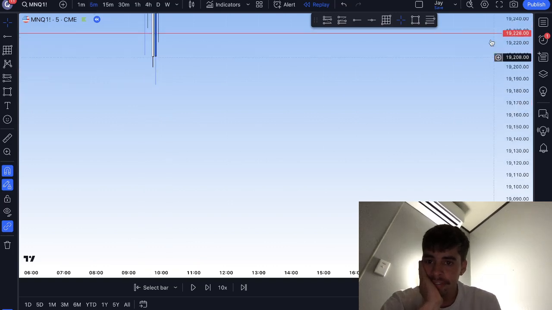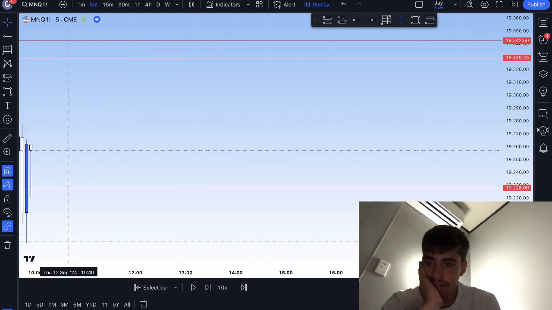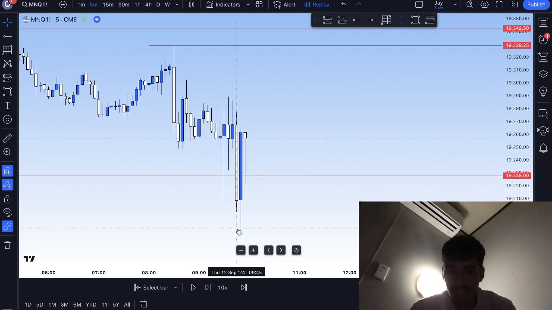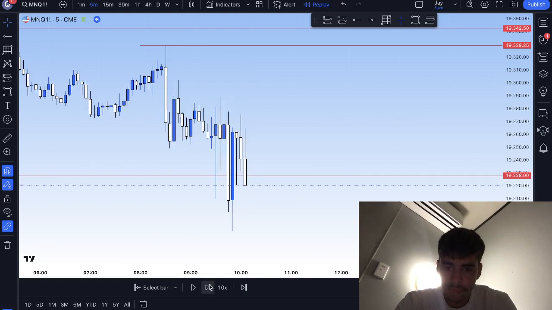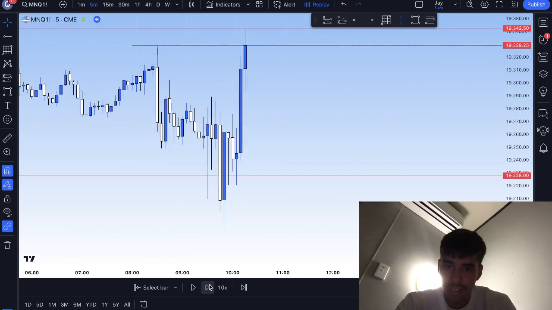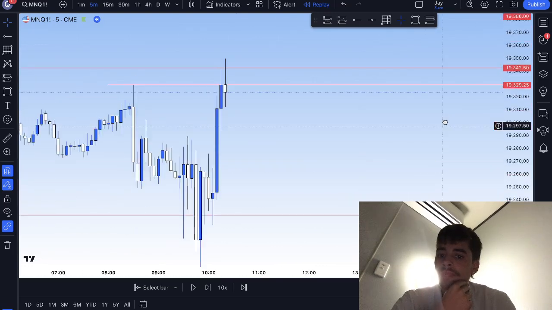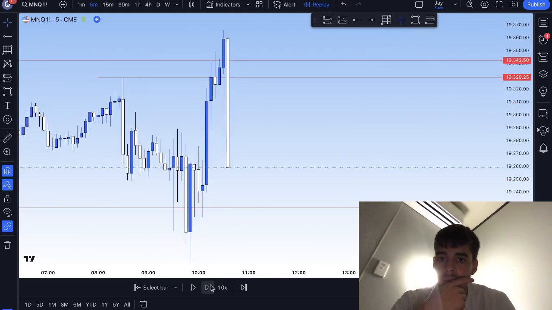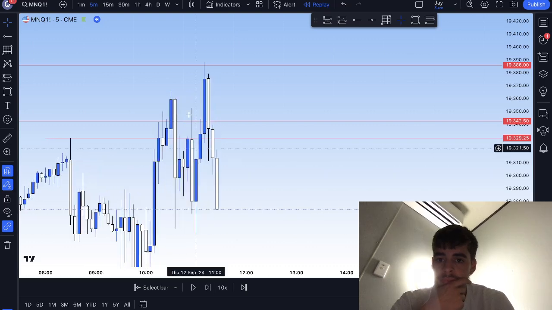Okay, we visit that fair value gap. On market open, no real reaction, no confirmation confluence. We visit again, fill it deeper. There's our break of structure, and we hit all those. So I doubt we're going to go up any further. I mean, yeah, we did take this.